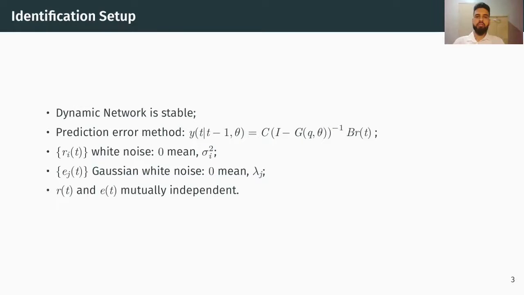We consider the following assumptions in our identification setup. The dynamic network is stable. We perform the identification task using the prediction error method and employ this optimal prediction model. Each input R is white noise with zero mean and variance sigma squared, and any input is uncorrelated with all other inputs. The measurement noise is an independent Gaussian white noise process with zero mean and variance lambda, and is uncorrelated with all other measurement noise. The input and measurement noise are mutually independent.